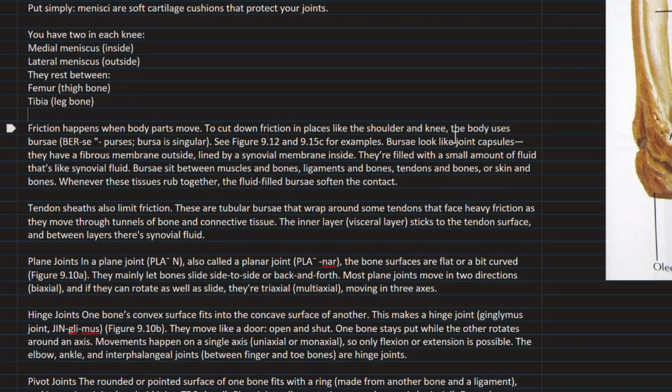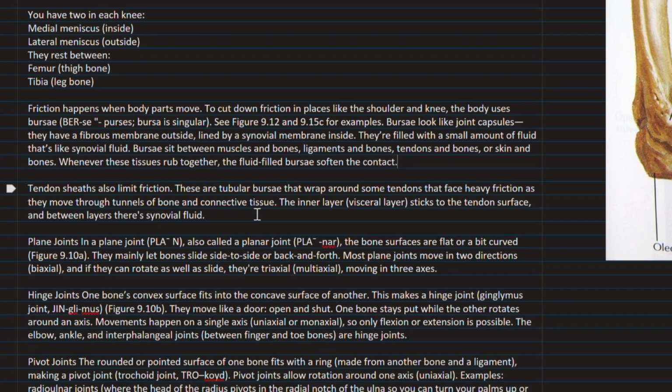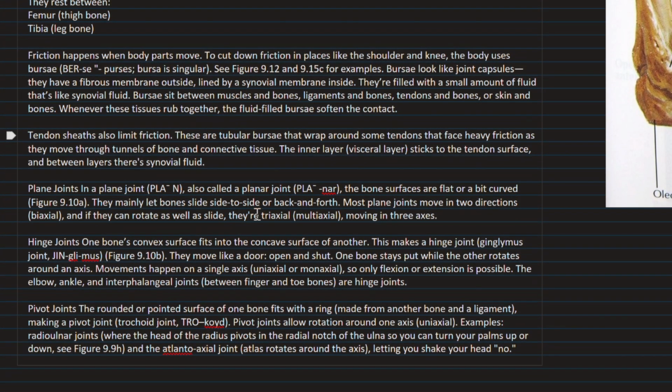Friction happens when body parts move. To cut down friction in places like the shoulder and knee, the body uses bursae. Bursae look like joint capsules. They have a fibrous membrane outside, lined by a synovial membrane inside. They're filled with a small amount of fluid that's like synovial fluid. Bursae sit between muscles and bones, ligaments and bones, tendons and bones, or skin and bones. Whenever these tissues rub together, the fluid-filled bursae soften the contact.